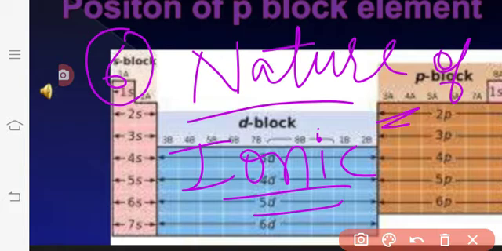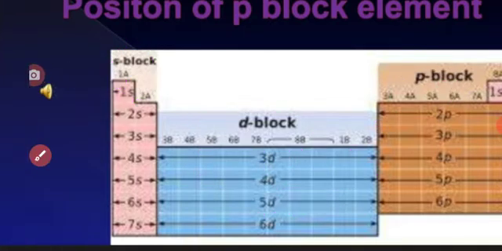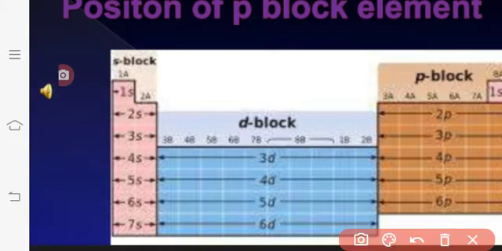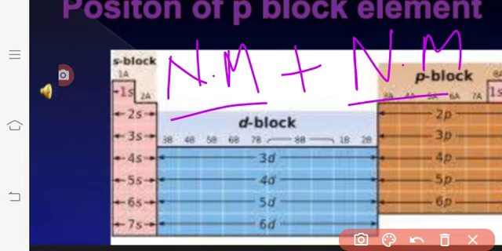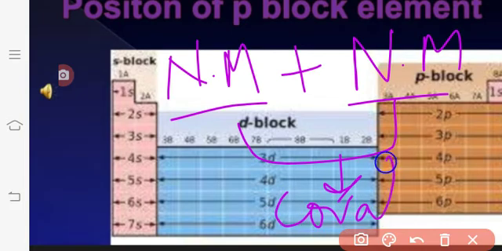But when a highly reactive non-metal reacts with another highly reactive non-metal, it will form a covalent compound, because of the small difference in the electronegativities of the combining elements.